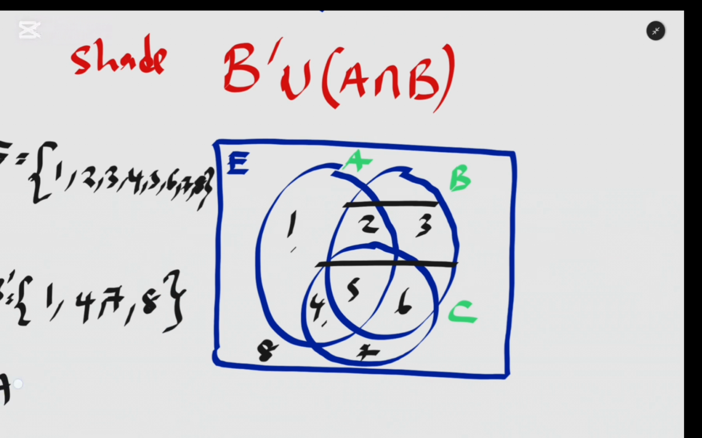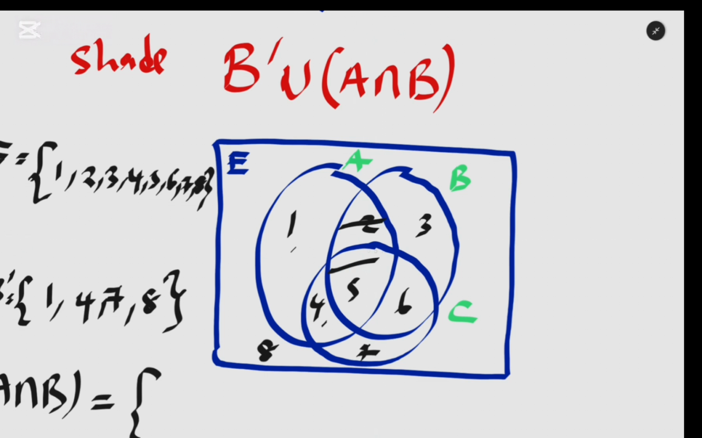Then we list A intersection B. What is our A intersection B? The intersection of A and B is what is common in A and B, and normally at the middle. So this is the intersection section here. Okay, so this middle part is the intersection. So you only have 2 and 5.